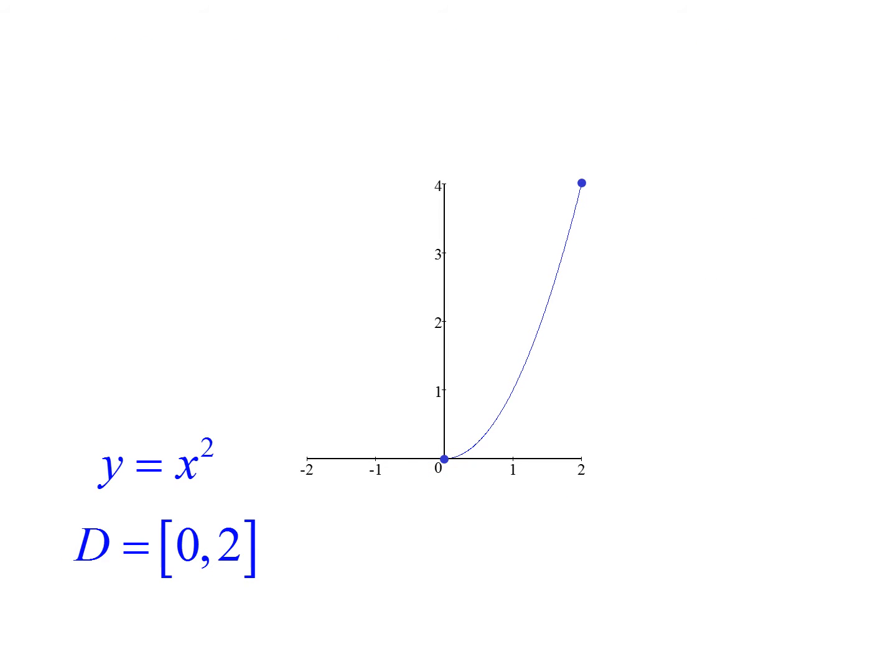Now, if we restrict the domain, notice that this is a closed interval on both sides. When I restrict this domain, notice I now have an absolute minimum here and an absolute max here, because the domain is restricted and we're not going to infinity anymore.